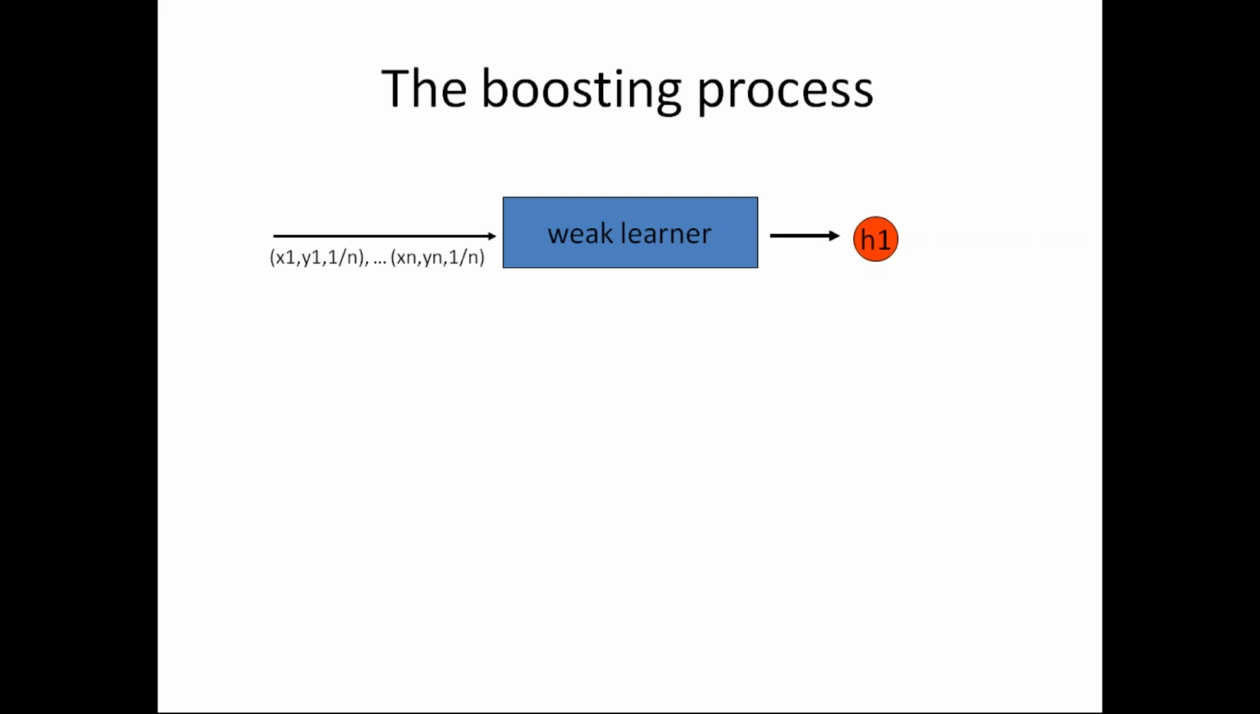Now you have learned a decision tree. Now will this decision tree be 100% accurate? Do you think so? No, because a decision tree has its own limitations, right?